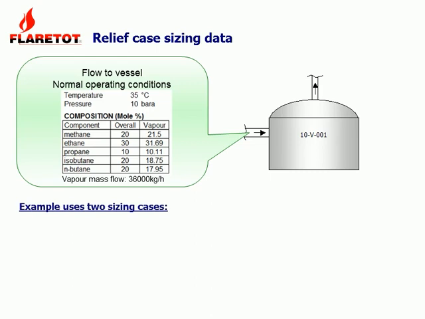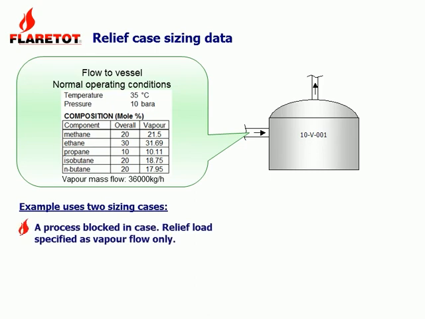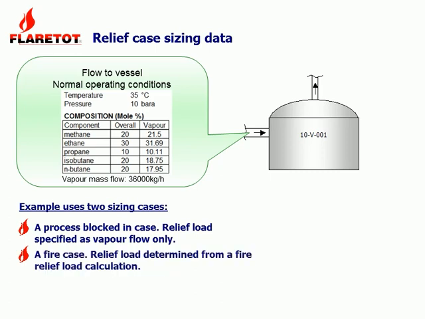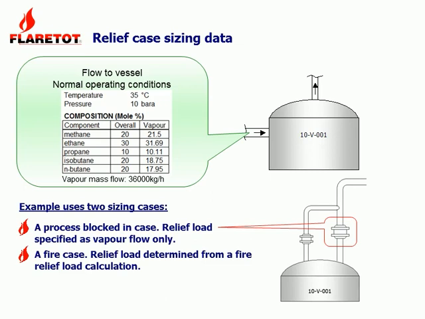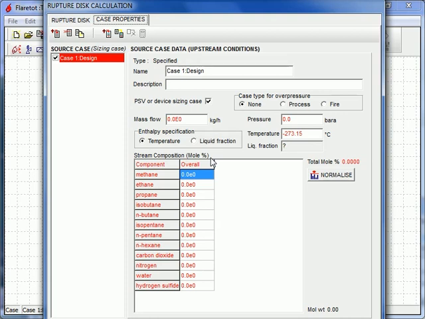For our example, we have two relief load sizing cases. There is a process blocked-in case, with only the vapor flow to be relieved. Properties for this case will be manually specified. There is also a fire case. The properties for this case will be determined using a fire relief calculation. flaretot will automatically use the process case to size the main rupture disc, and the fire case to size the supplemental fire disc. First we define the process case.